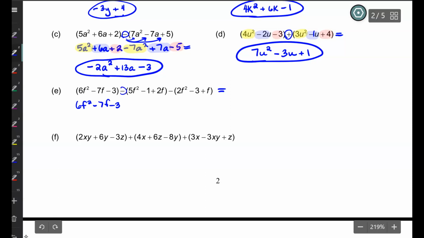Then I'm going to distribute that minus. So I'm going to have minus 5f squared minus negative 1. So that's going to become plus 1. Then minus 2f. I have a third polynomial here, so I'm going to distribute that minus. So that's going to be minus 2f squared minus negative 3, so that's going to make it a plus 3, and then minus f.